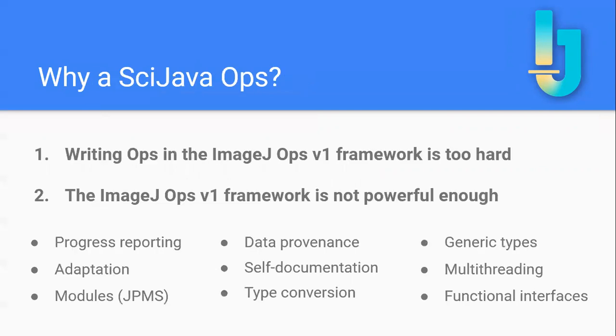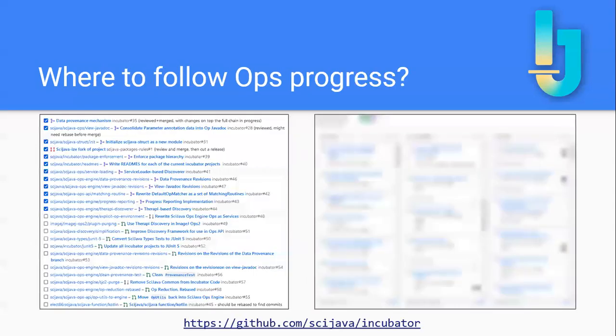So we are creating SciJava Ops because basically it was too hard to add ops to the original ImageJ ops, which is the V1 framework. And the V1 ops is not really powerful enough to make it compelling. So, for example, these are the features that are driving now the development of SciJava Ops.